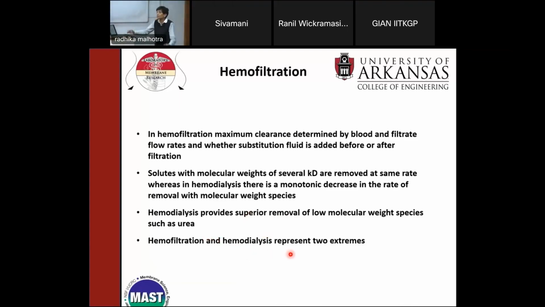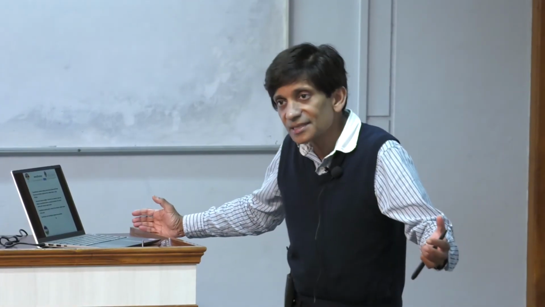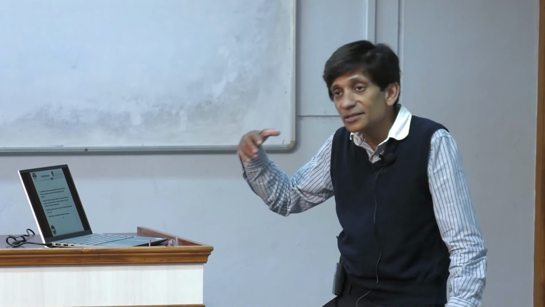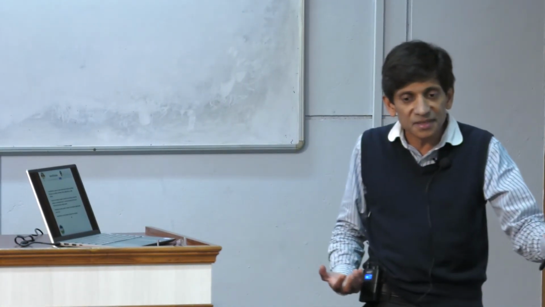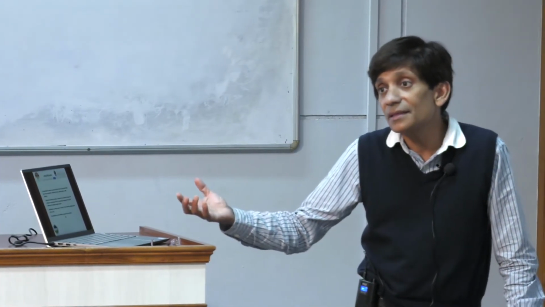Hemofiltration and hemodialysis represent two extremes, right? One is removing at high rate mid-sized species. The other is removing at high rate low-size species. One is removing lots of solvent, which you have to replace. The other is not removing much solvent, but you still have to have a dialysate to put things back, okay?